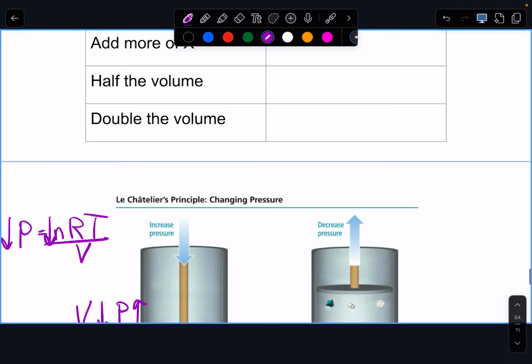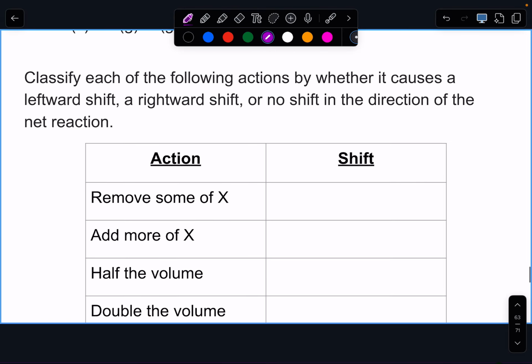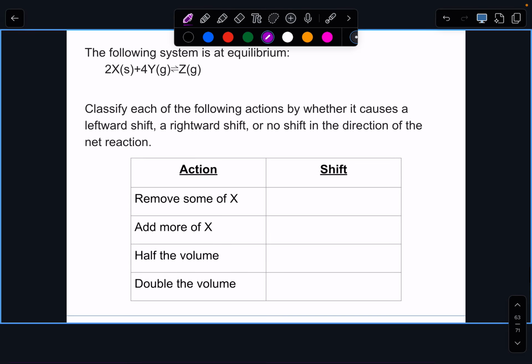Okay, let's predict a couple of these. So one slide above. Okay, so take a minute or two and work through these ones.